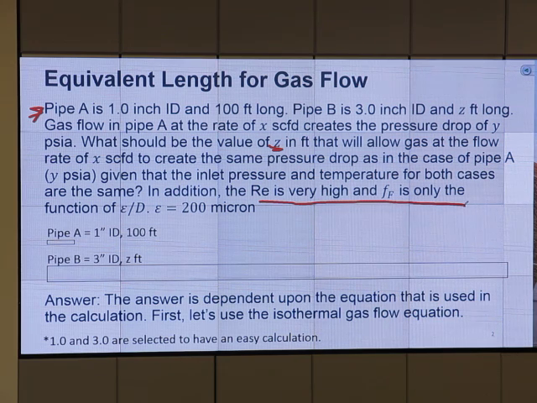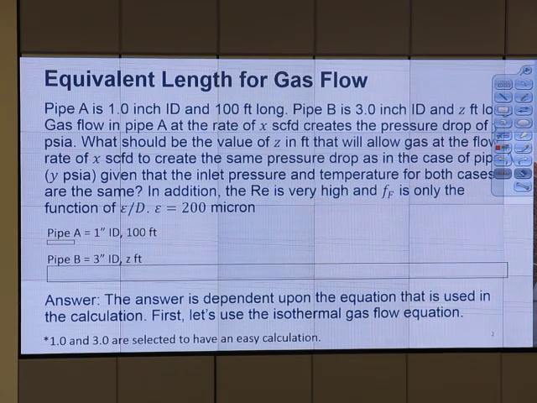Roughness? Absolute roughness. Correct. Very good. So we have 2 pipes. Pipe A is 1 inch and is 100 feet. Okay, 1 inch, 100 feet. Pipe B is 3 inch, but I don't know how many feet.